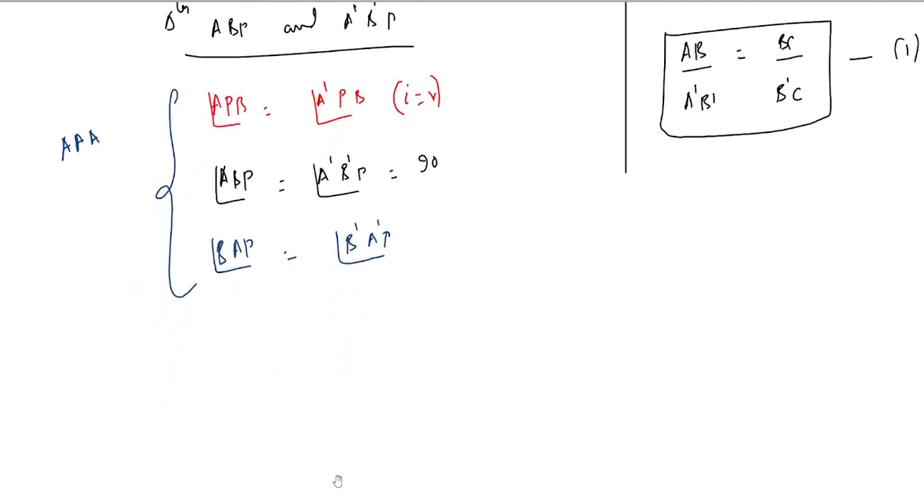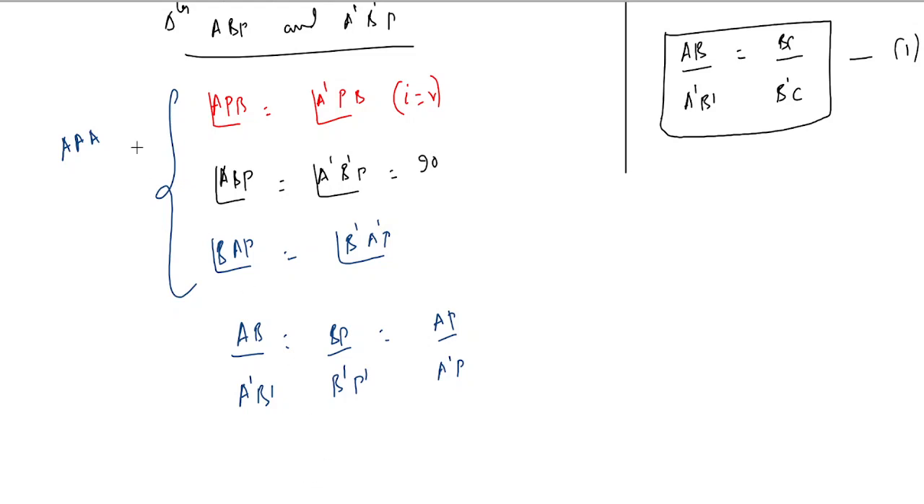That would mean that the sides are proportional. So if we look at AB, then it would be AB by A'B', that is equal to BP by B'B', that is equal to AP by A'B'. Again from here we have three equations. We need only one equation.